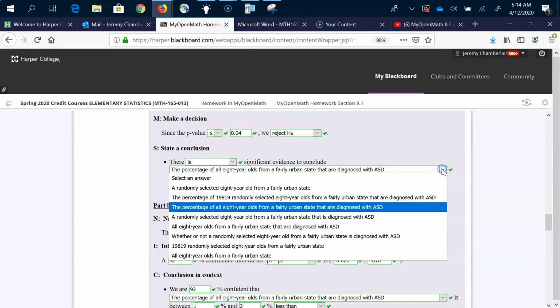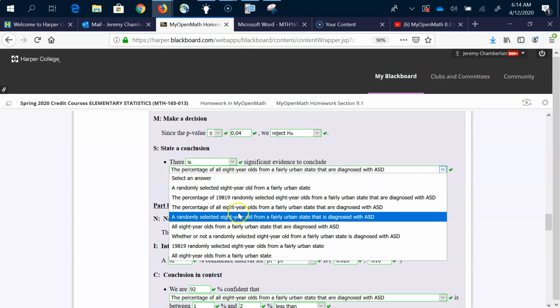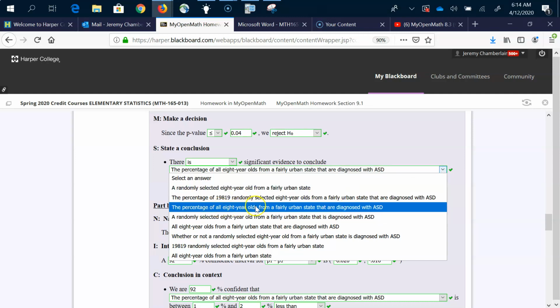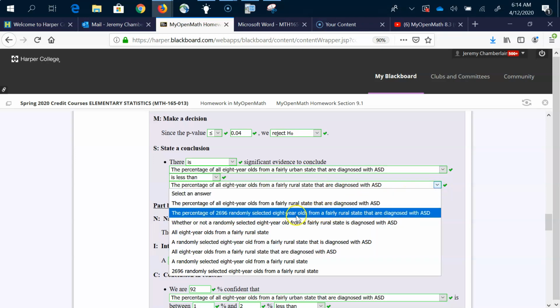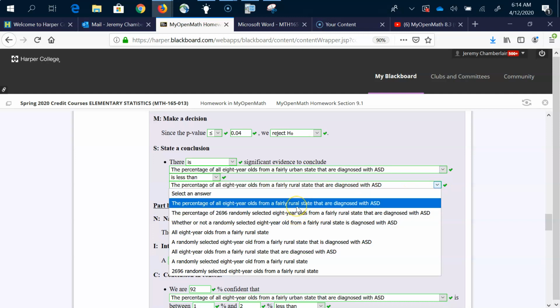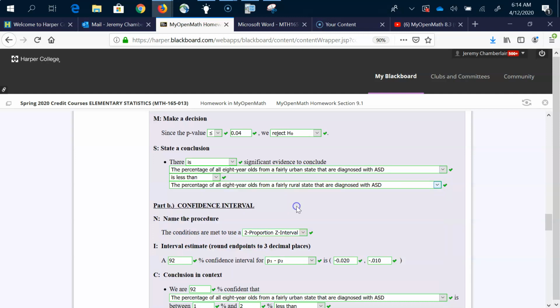So notice there are several options. Because a hypothesis test is about a population, you do need to look for the words all in these statements. The percentage of all 8-year-olds from urban is less than the percentage of all 8-year-olds from rural. And that concludes the first part of the question.